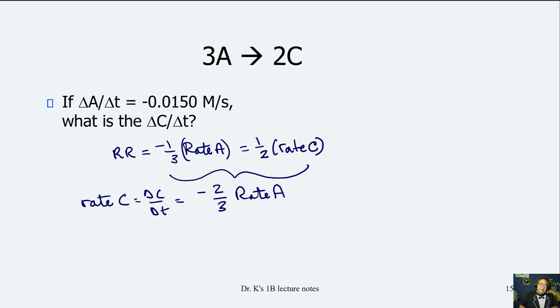Now, some of you may pick up on this and may have already seen it. All I'm really doing here is stoichiometry, right? So let's say I had 1 mole of A, and I wanted to convert it over to moles of C. Well, in order to get it over to moles of C, I need 3 moles of A for every 2 moles of C. Like that. And that's where that 2/3 comes from.